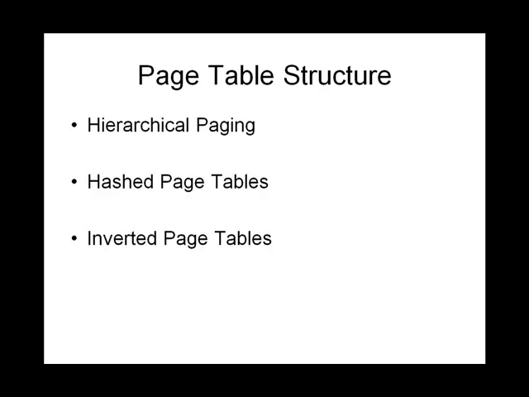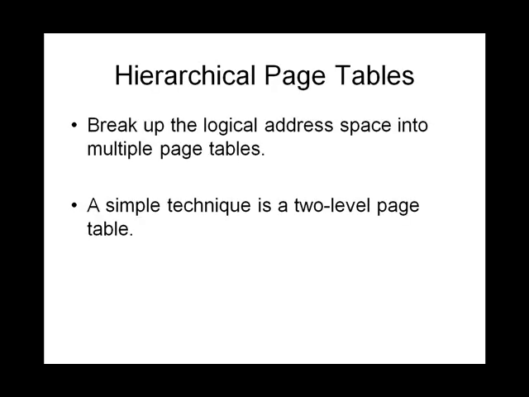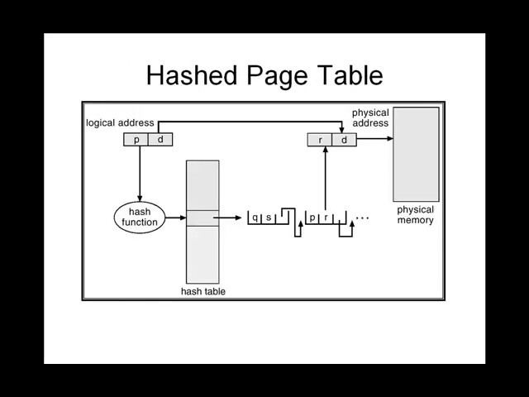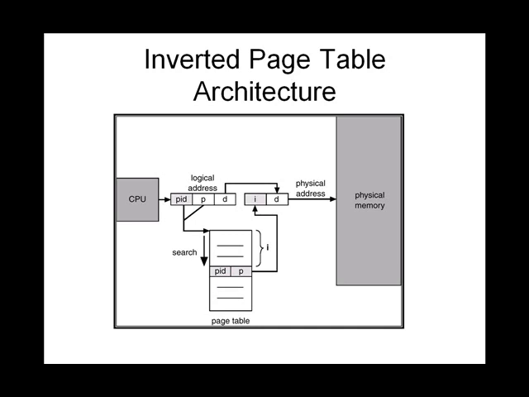Next we will see about the page table structures. There are three types: hierarchical page table, hashed page table, and inverted page table. A hierarchical page table is nothing but breaking up the page table into more than one. In this diagram we represent a two-level page table. Next, a hashed page table is one in which a hashing function is used for the reference. Next, the third one is the inverted page table. In this, the page number is represented in the reverse order.